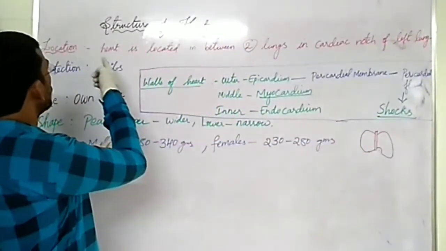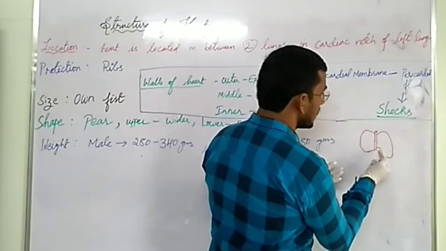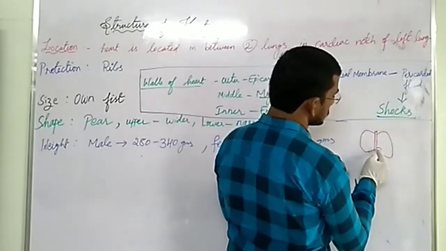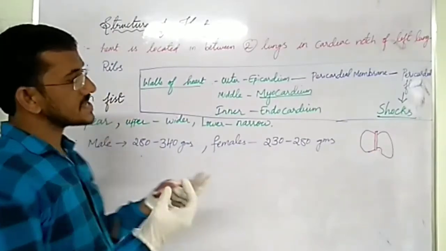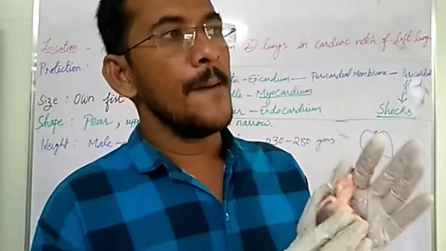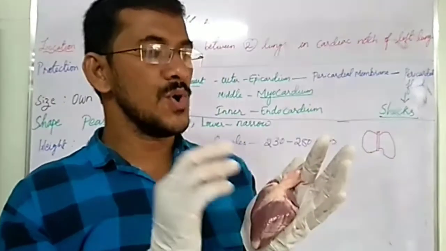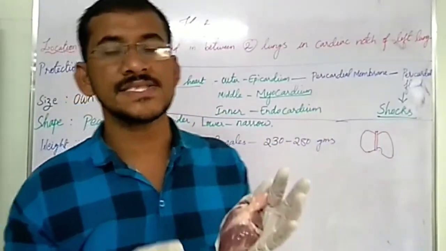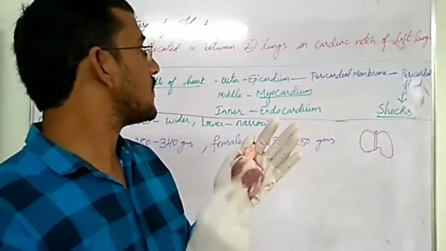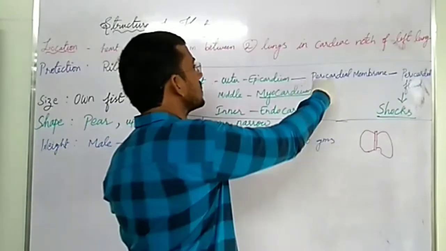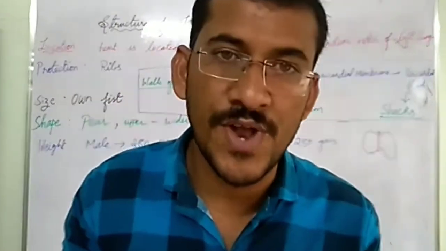So let us see the location of the heart. I already told you, the heart is present between two lungs in the cardiac notch. This place is called the cardiac notch of the left lung. Then this heart is protected by pericardial fluid. Where is this pericardial fluid present? Between the two layers of membranes called the pericardial membrane. So the upper membrane of this heart is made up of two layers, called the pericardial membrane, and these two pericardial membranes are filled with a fluid called pericardial fluid, and this protects from shocks.